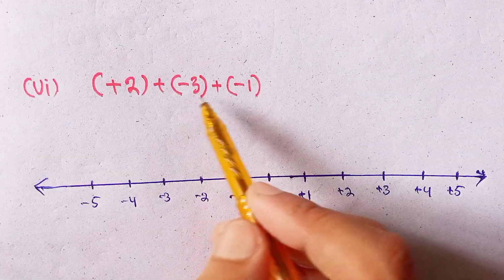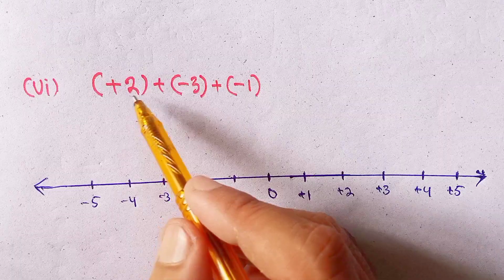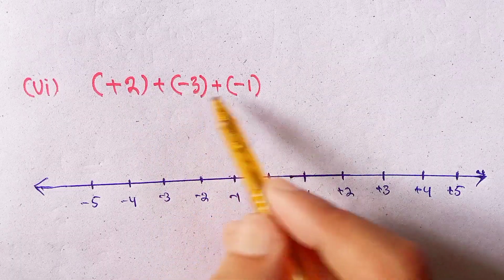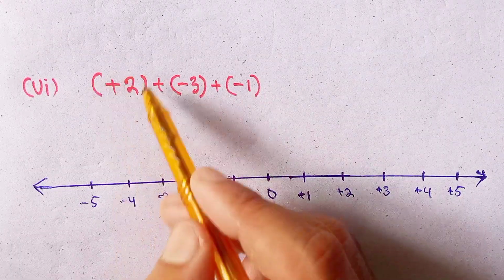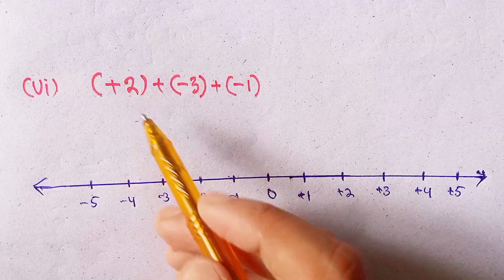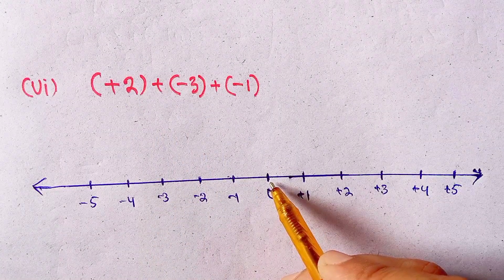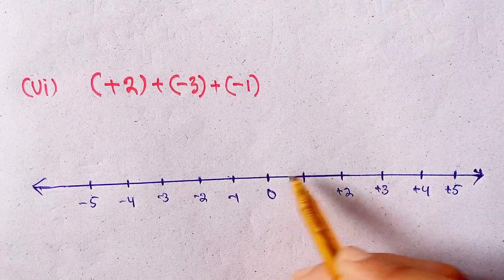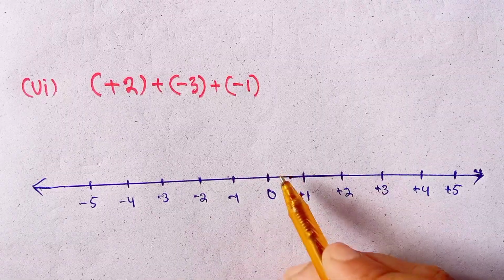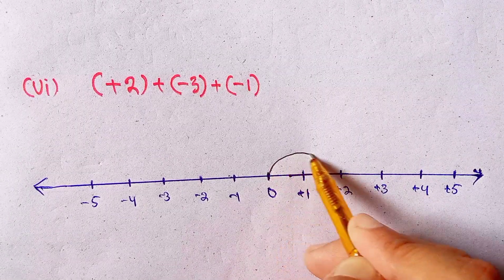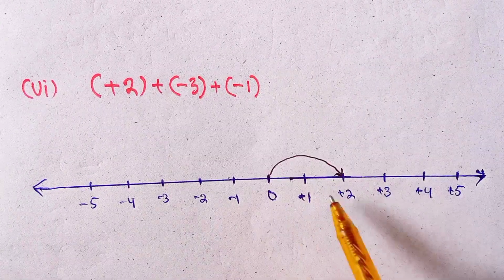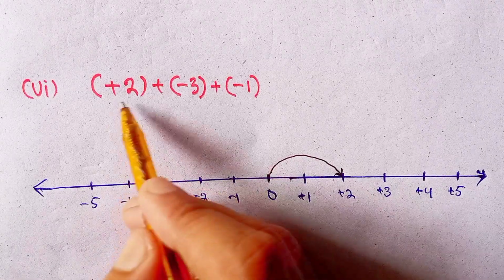Now we are going to add negative integer with positive integer. Positive 2 plus negative 3 plus negative 1. First of all, we will represent positive 2 on the number line. So we will consider 0 as the reference point and count 2 unit distance to the right on the number line. So 1, 2. Now we will start from 0 and land on positive 2. Right? So this is the representation of positive 2 on the number line.